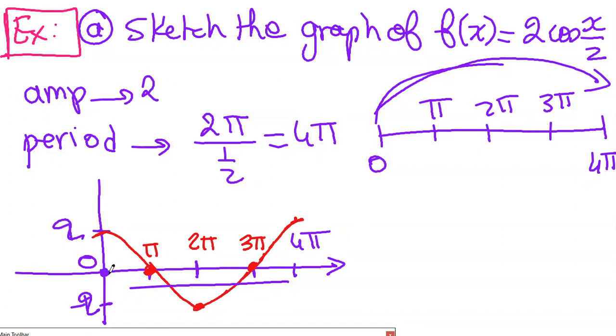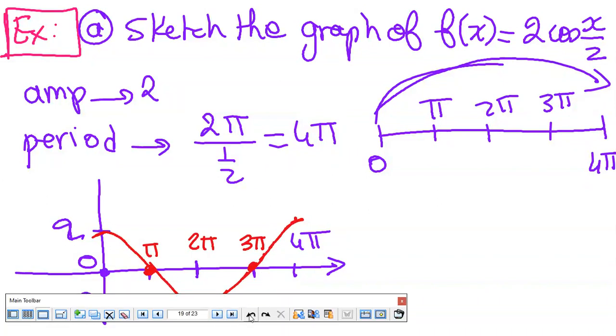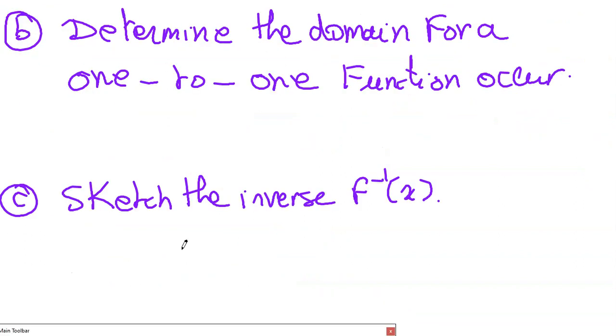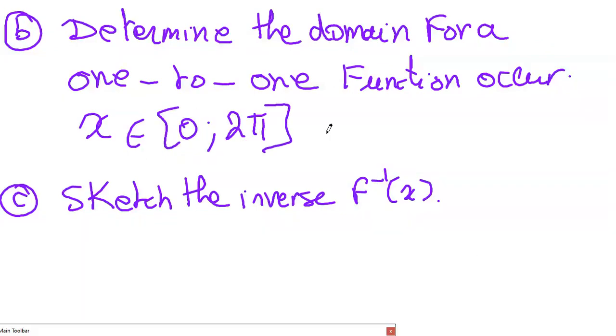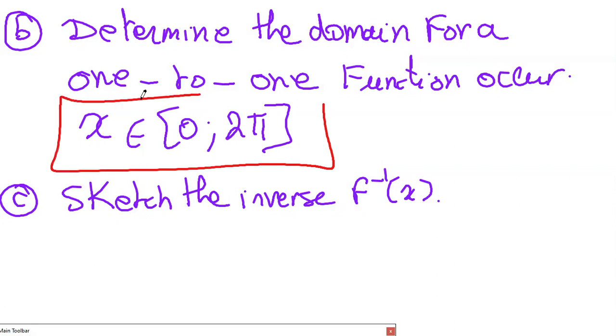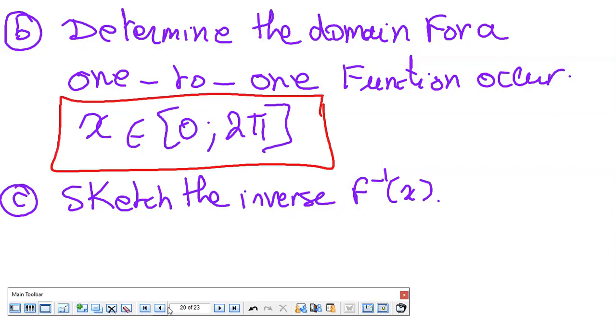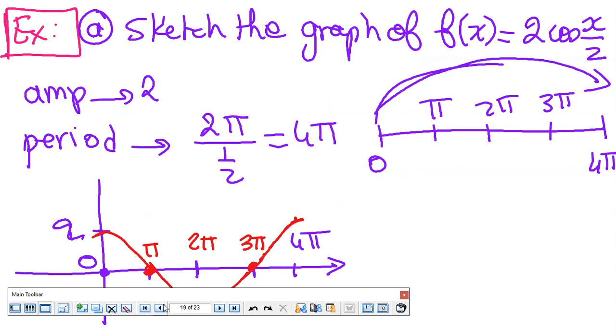So either I can say over 0 to pi, or I can work over 2 pi, 4 pi. I will just work over 0 to pi. So I will take just the domain 0 to pi. So what is the answer here? X should be between 0 and 2 pi. So I took this interval, guys. So this is the answer. So it's between 0 and 2 pi.